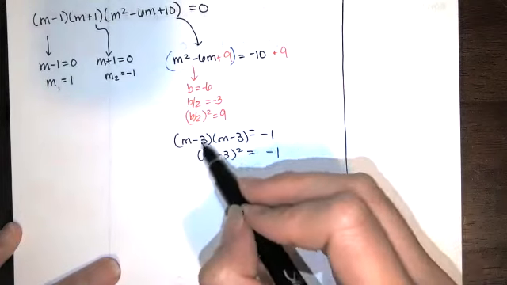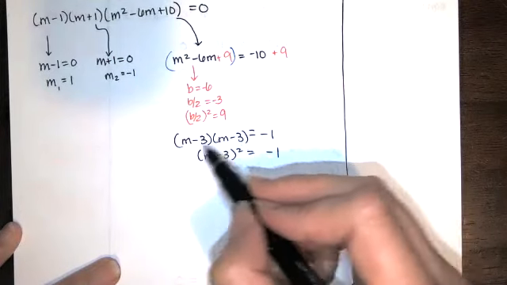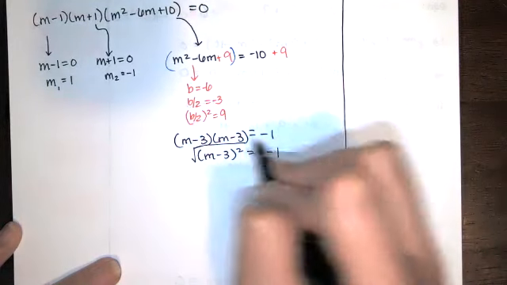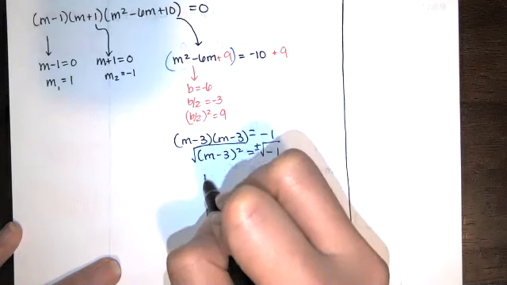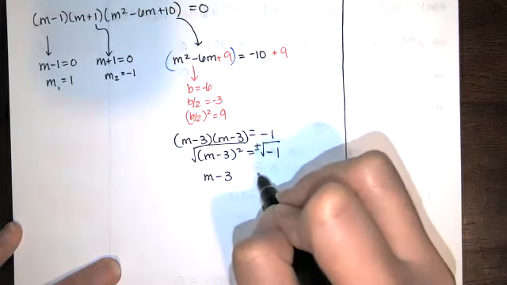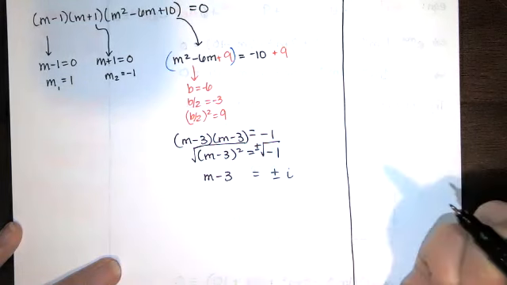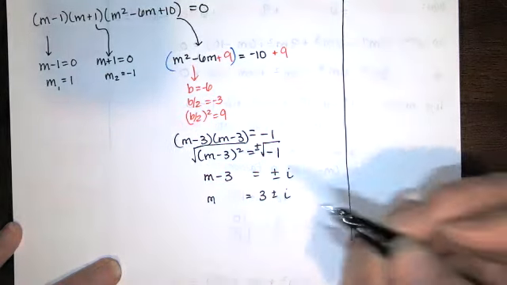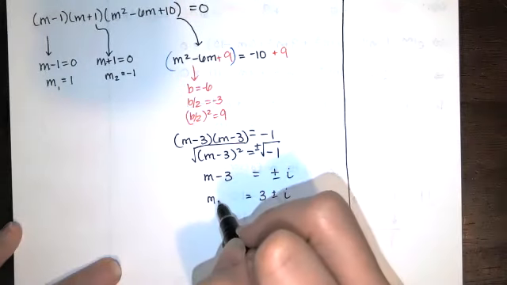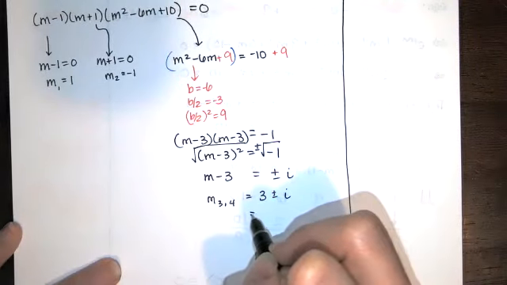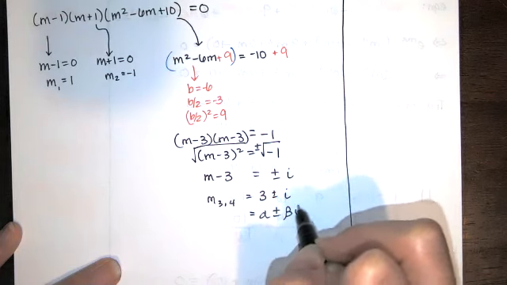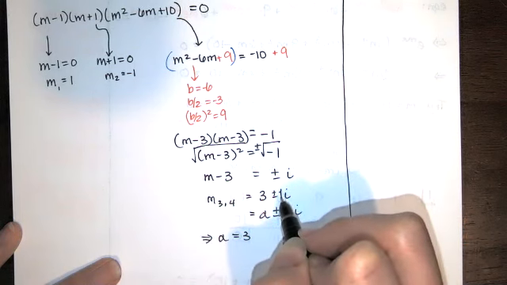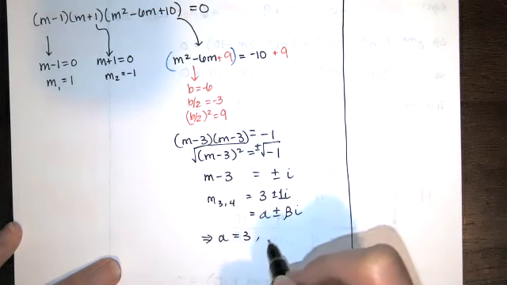Okay, this is what you get if you say, I'm looking for two numbers that multiply to give me positive 9 that add to negative 6. Now I want to get m by itself, so I take the square root of both sides. Don't forget the plus or minus on the right. Square root of negative 1 is called i. Then we'll add 3 to both sides. This is m1, that's m2, so we'll call these m3 and m4. This is alpha plus or minus beta times i. Alpha must be 3 then, and beta is the number in front of the i, that positive number, so beta is positive 1.